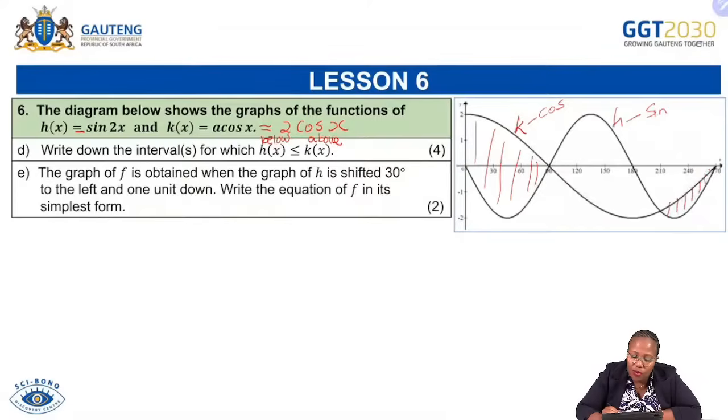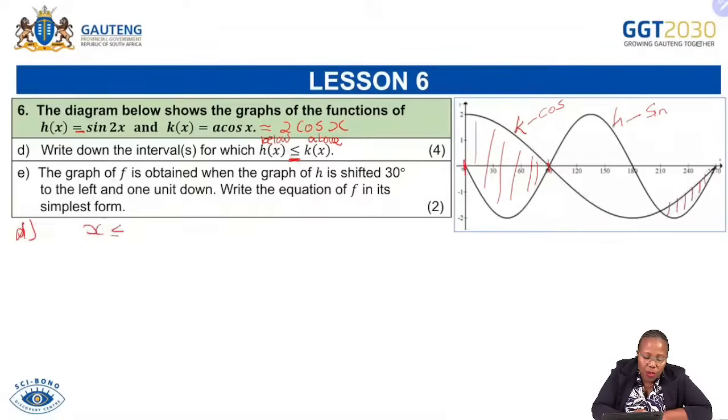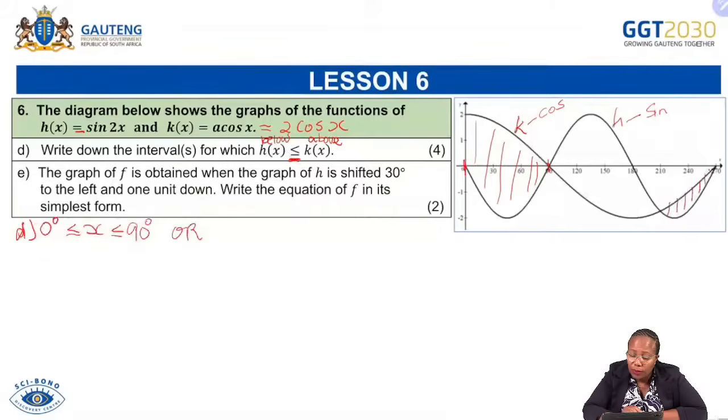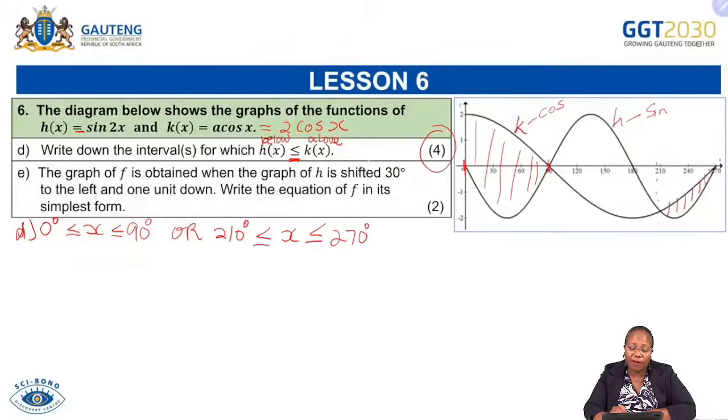So our first solution will lie between x = 0 and x = 90 degrees, and remember, the values are inclusive. So for number D, our solution, the first one will be x between 0 degrees and 90 degrees, or between 210 degrees and 270 degrees. Hence, we have that. This is 4 marks, grade 12.